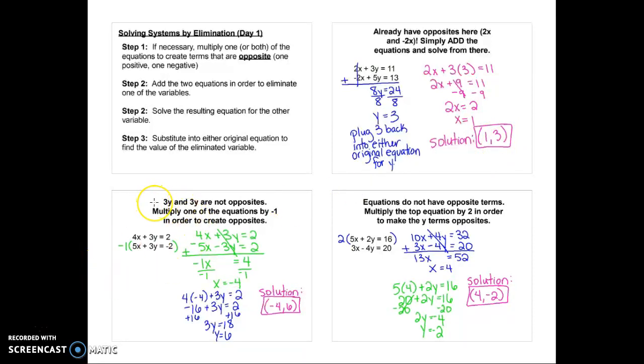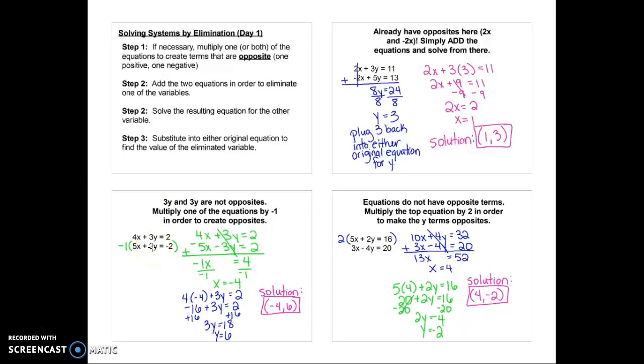All right, second example. This one you have a little bit of work to do for step 1. Your initial equation does not have any opposites. Our initial equation was 4x plus 3y equals 2. Second equation was 5x plus 3y equals negative 2. So we are close in the fact that the 3y's are the same. They both are a y term. They both have a coefficient of 3.